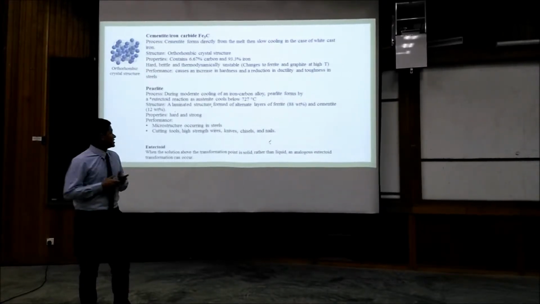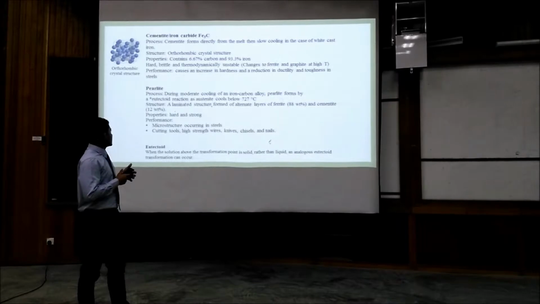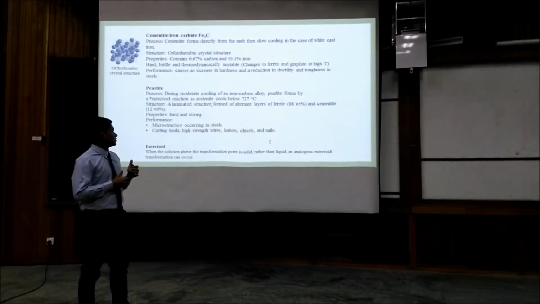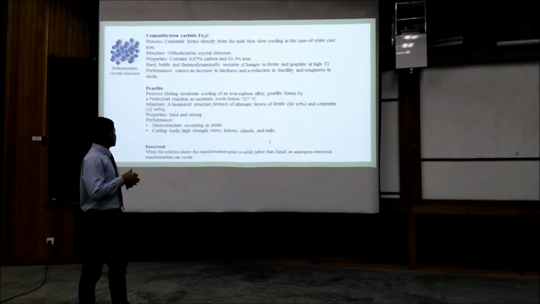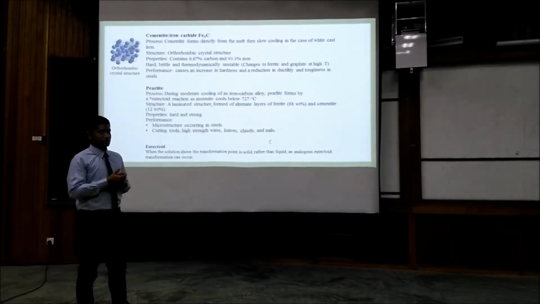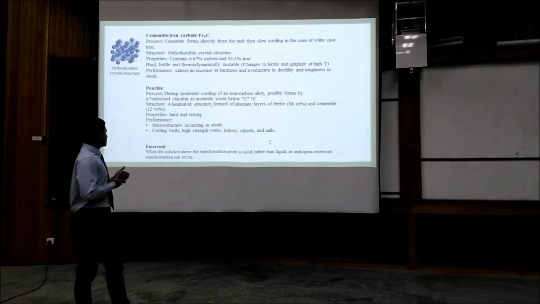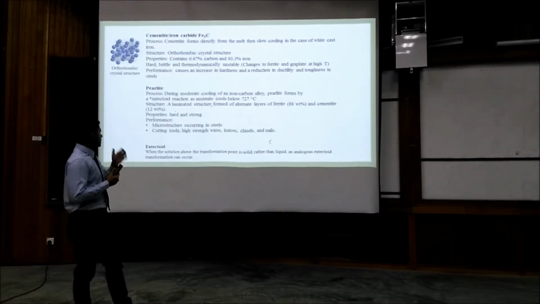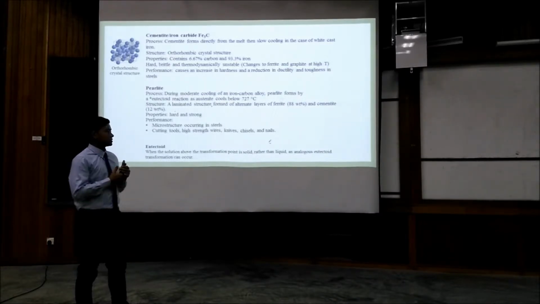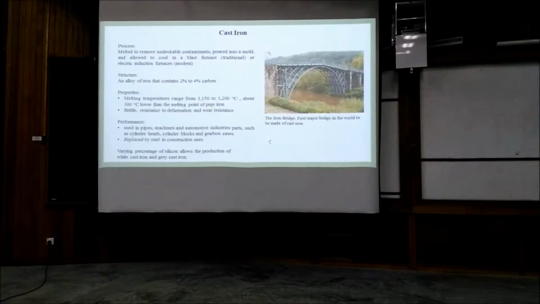The structure for pearlite is a laminated structure formed of alternate layers of ferrite, which is 88%, and cementite, which is 12%. The properties of pearlite are hard and strong. The performance of pearlite: microstructure occurring in steel and other cutting tools, high strength wires, knives, scissors, and nails.